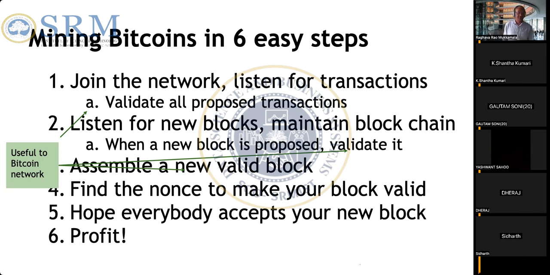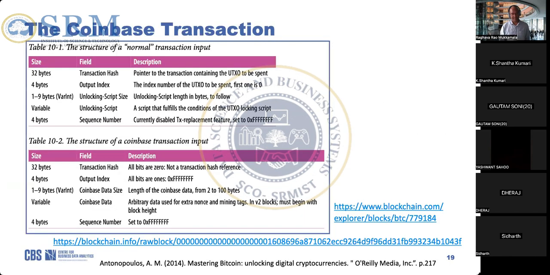But look into this: all the work is done by the miners, for example, validating the transactions. In the case of traditional banking, it is the bank that validates all the transactions, right? And validating the blocks and assembling a new valid block, all these things are conducted by the miners to maintain the network.